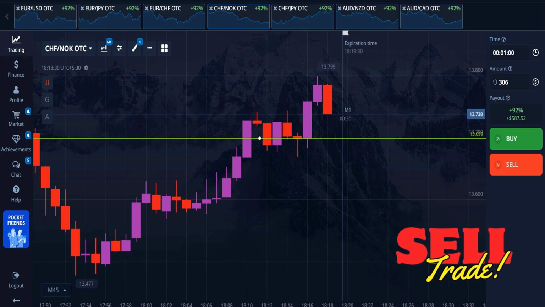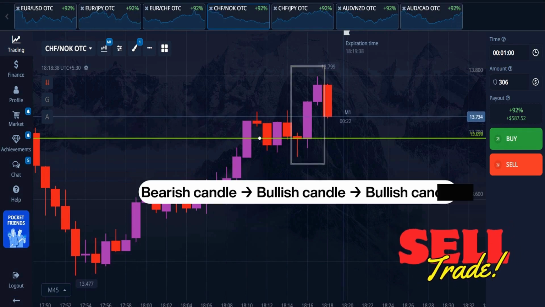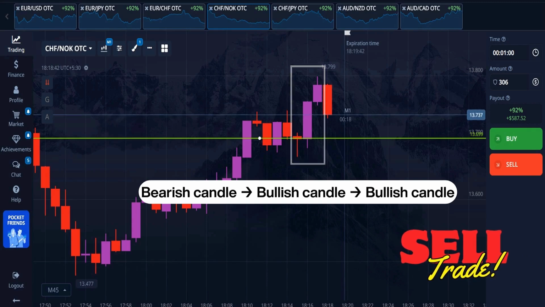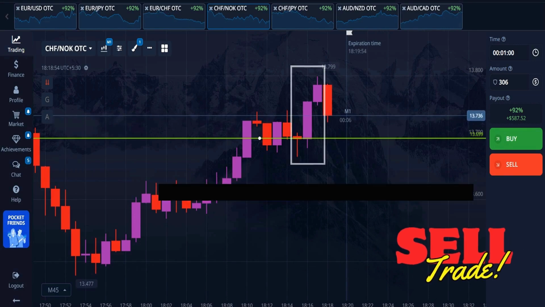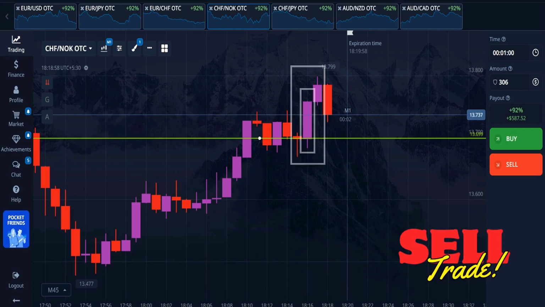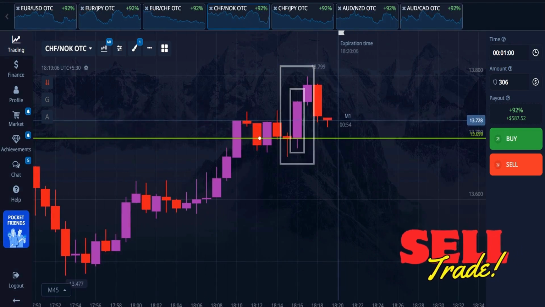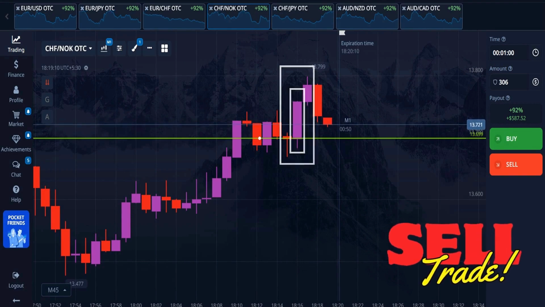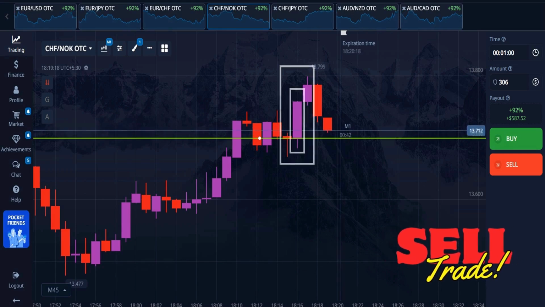Now let's see how to take a sell trade using the same logic, just in reverse. Step 1. Look for this pattern on the chart. 1 red, bearish candle, followed by 2 green, bullish candles. Step 2. Focus on the second green candle. Check the wicks. Which one is longer? Step 3. If the bottom wick is longer, draw a horizontal line at the bottom side of the candle's body.